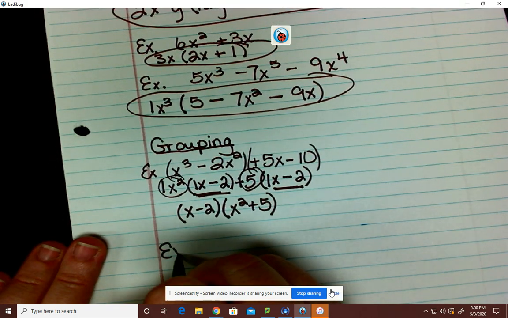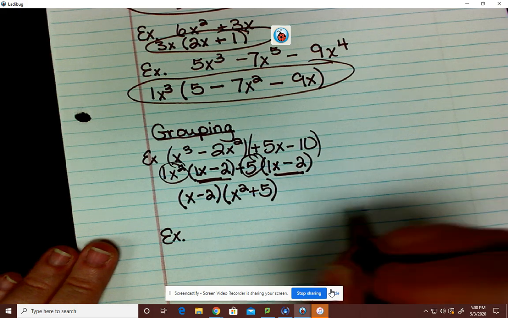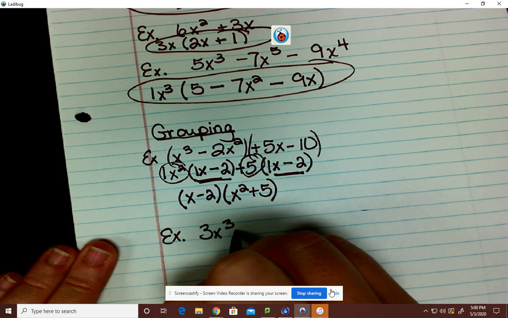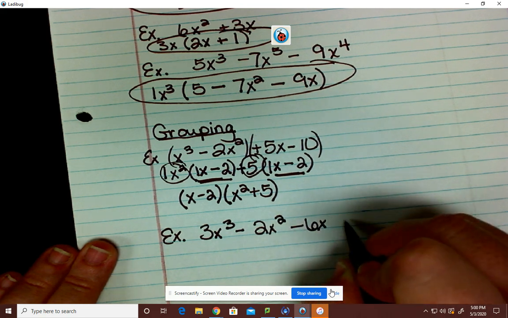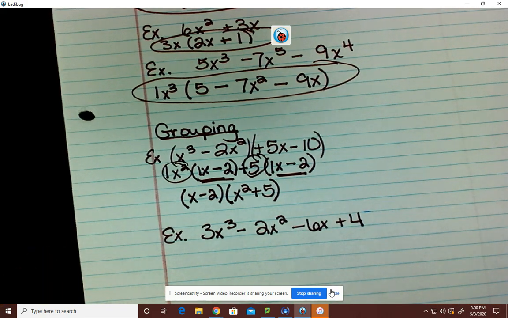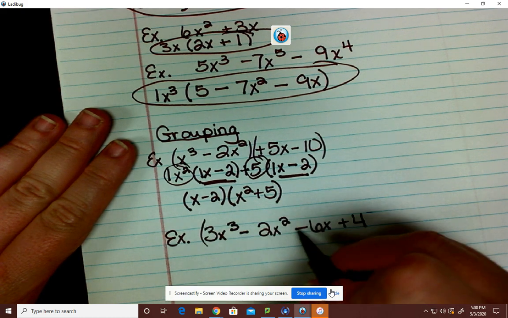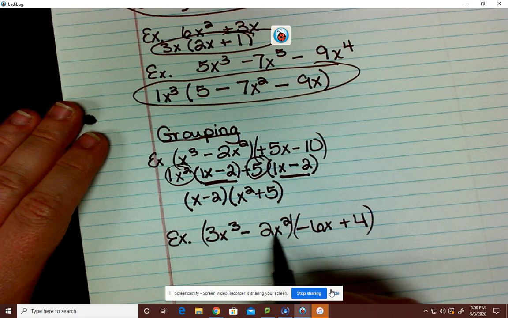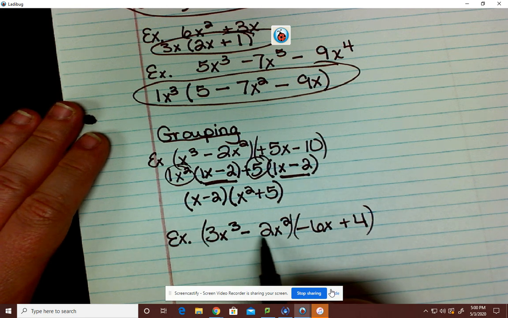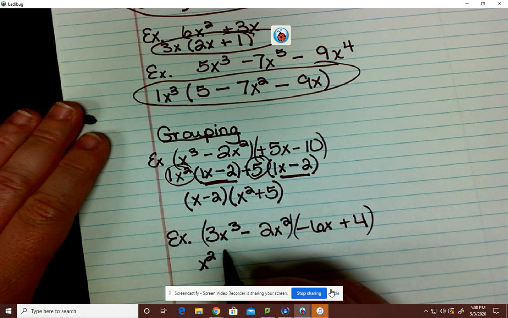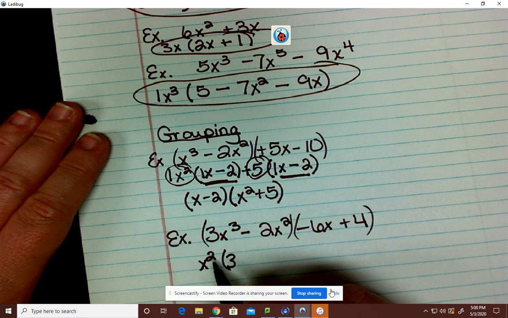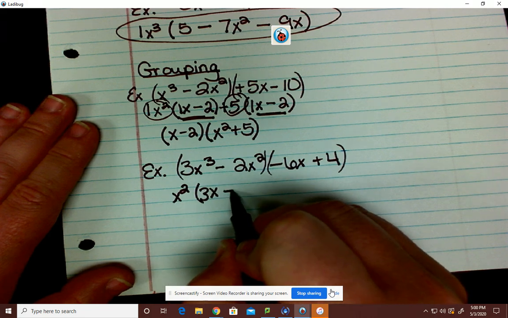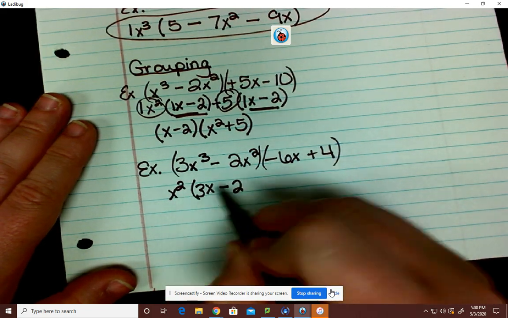So let's look at another example. Alright, so again we group first 2 and last 2. My GCF here is 1x squared. You can write the 1, but you don't have to. 3 divided by 1 is 3. We had 3 x's. We took 2 out. So there's 1 left. Minus 2. We had 2 x's and we took them out.